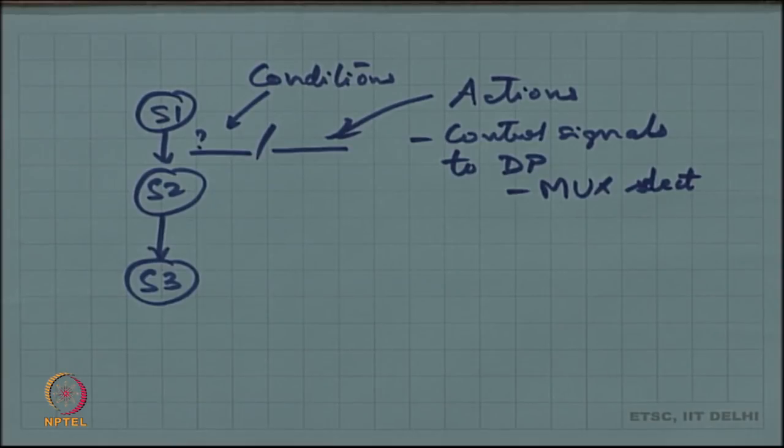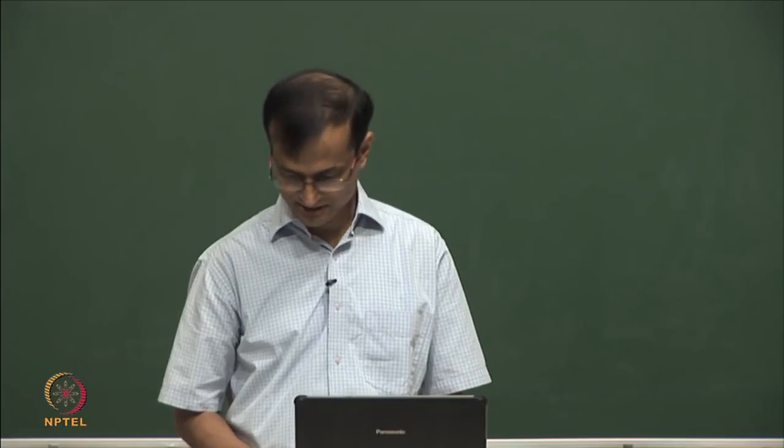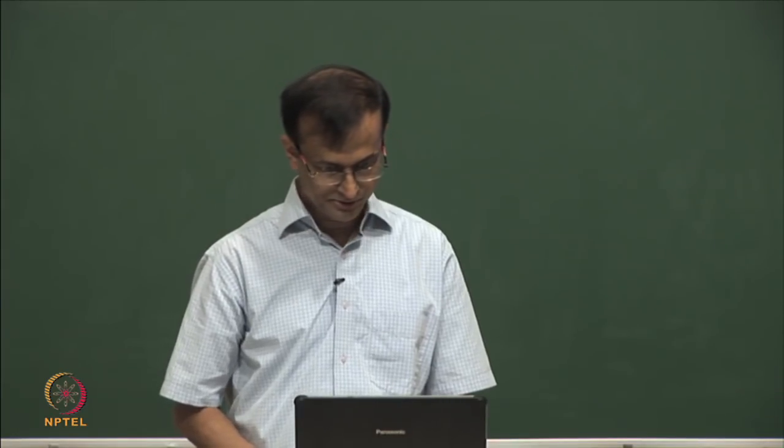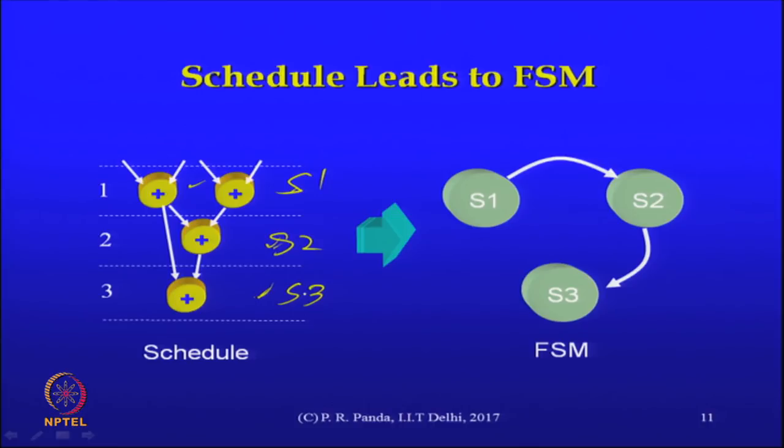Actions should be clear. What about the conditions? In this example, where we have that graph, this is the graph that got synthesized into an FSM and a data path. What condition would go into the FSM? Status signal. What status signal? The computation. We talk about this particular example.